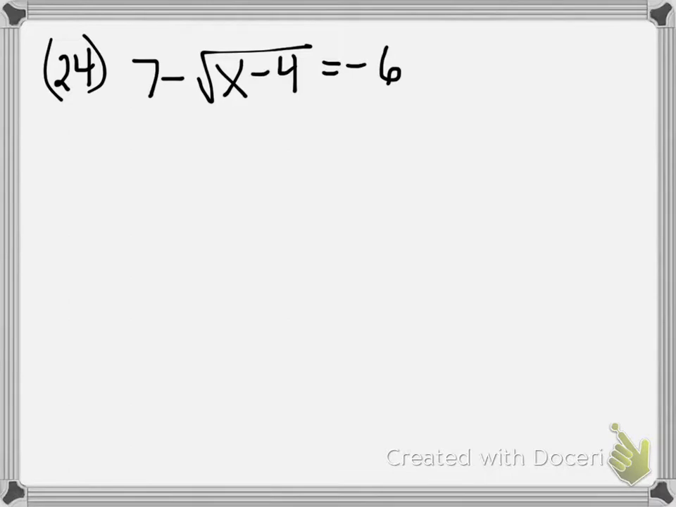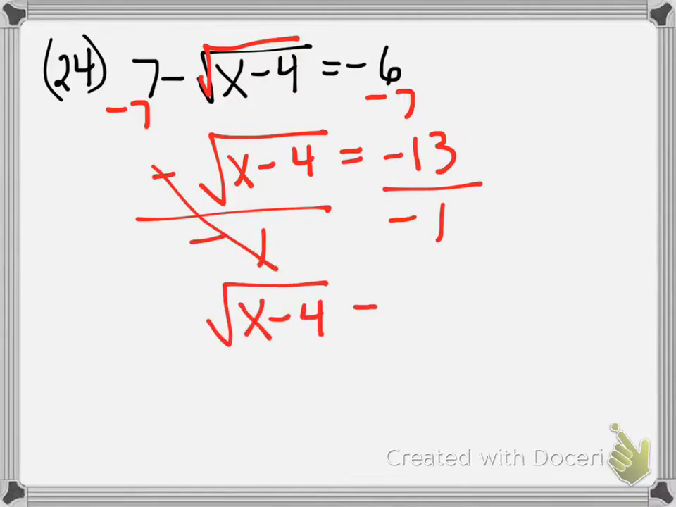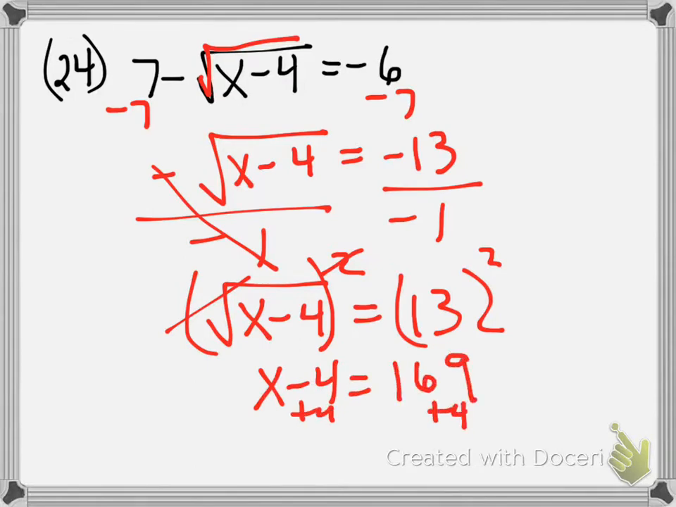Number 24, my square root symbol is not isolated yet, so we're going to start off by subtracting 7 from both sides, which leaves me with negative square root of x minus 4 equals negative 13. I'm going to divide by negative 1 to get rid of that negative. So I have the square root of x minus 4 equals positive 13. To get rid of the square root symbol, I'm going to square both sides. The square and the square root cancel. x minus 4 equals 169. Add 4 to both sides. x equals 173. And that's my answer.